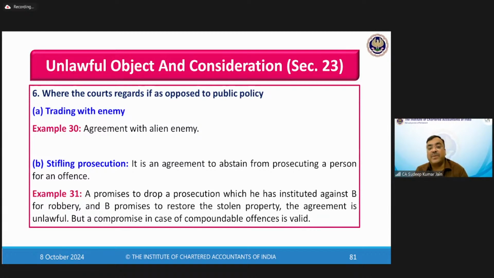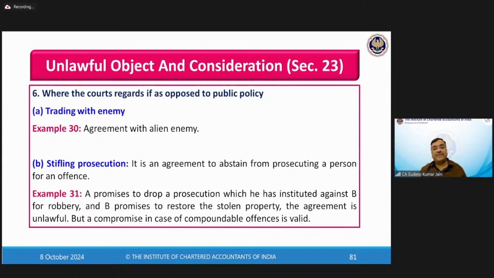A promises to drop a prosecution which he has instituted against B for robbery. So robbery is a crime. If B has made a robbery, he should be punished. Whether the robbery for 1 rupee, whether robbery for 1 lakh rupees. B has made the robbery against A, and A promised that if B restores his stolen property, A will drop the prosecution suit. The agreement is void.